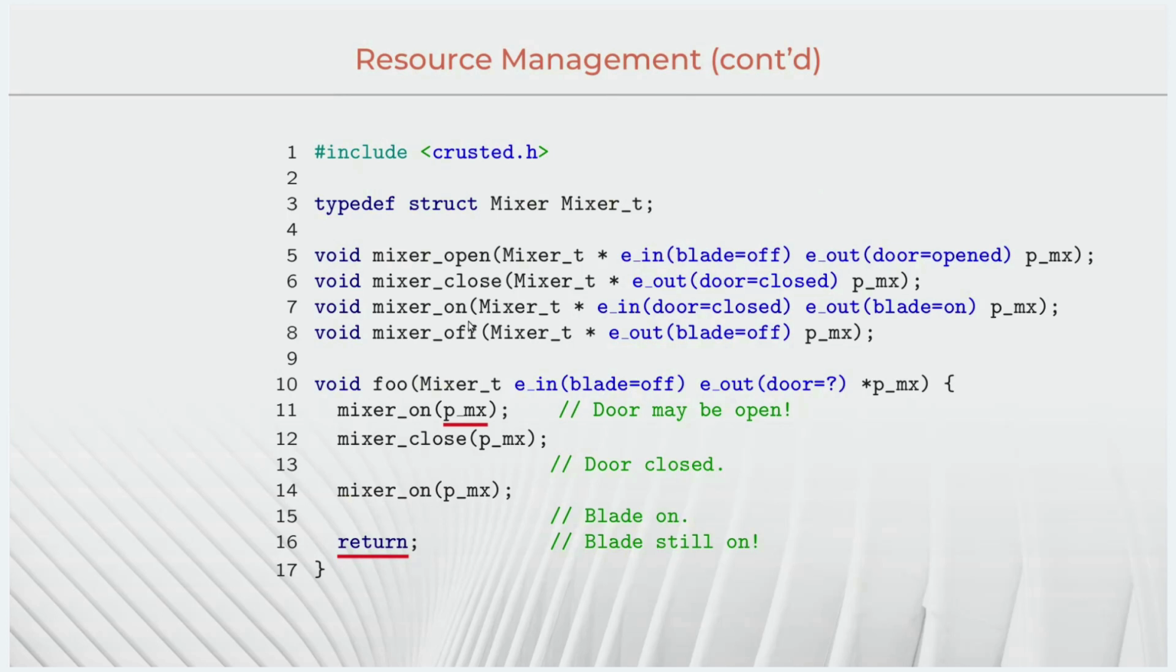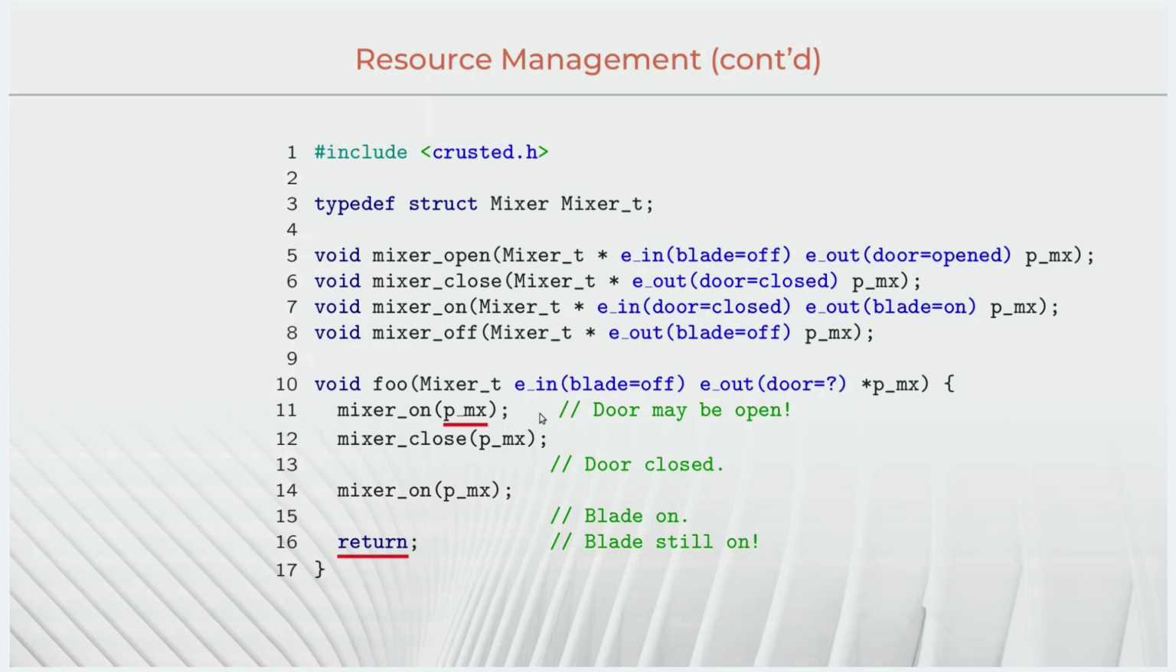If you want to turn on a mixer, then you have the requirement that you can do this only on a mixer whose door is closed, and on output you will obtain a mixer where the blade is on. And when you call the mixer off function, then as a result, on return, you will have that the blades are off. Here we have a function foo that requires a mixer with blades off, and on output, it may leave the door open or closed. This is the meaning of the question mark.